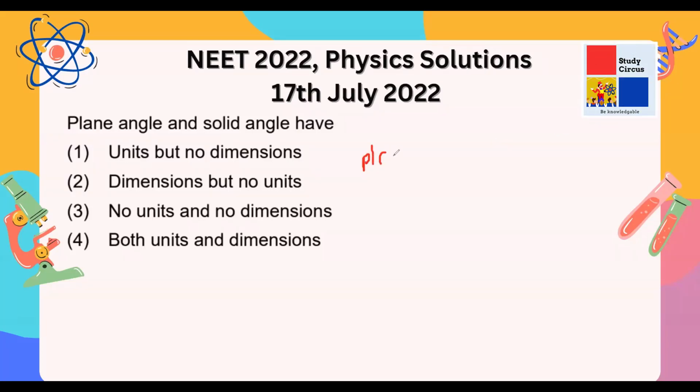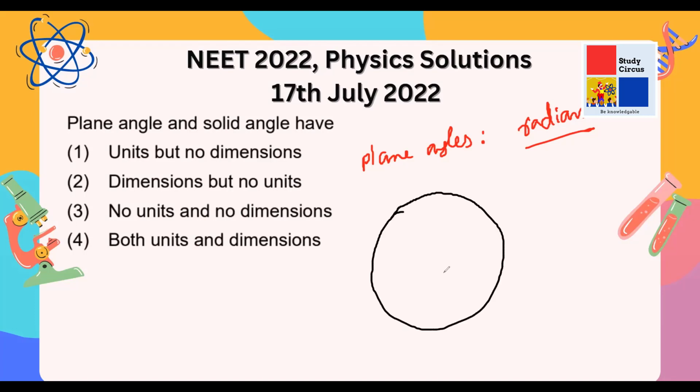So first, if we talk about plane angles, the SI unit of plane angle is the radian. So certainly it has a unit, that is radian. And how is 1 radian defined? If you take a circle of radius r, and on the circumference you go a distance of r only, then the angle it subtends at the center is called 1 radian.